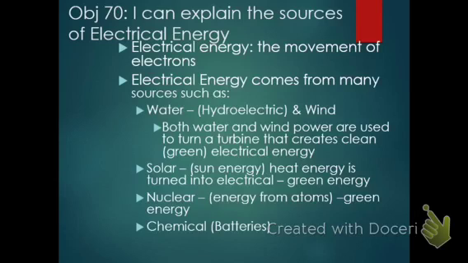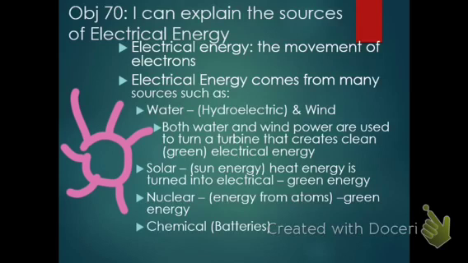We also have solar power that we get from the sun, nuclear energy that we get from the atoms, or energy from the nucleus of an atom, and then of course we have chemical energy, which comes from batteries, and it is transferred into electrical energy. So lots of different sources where we can get electrical energy from.